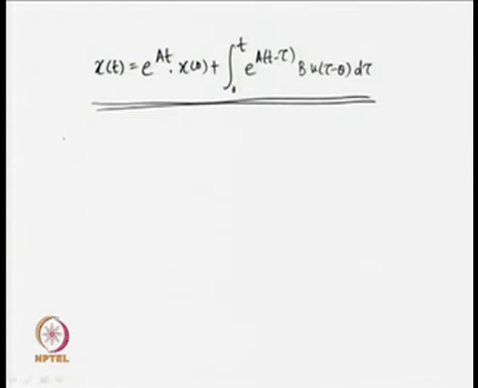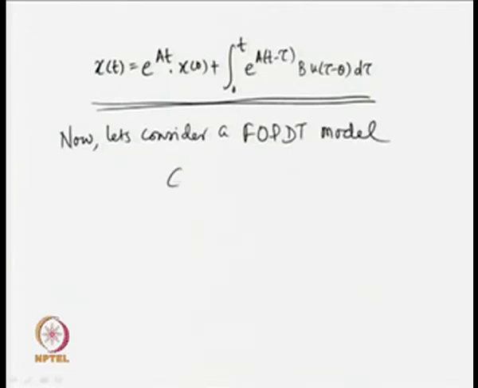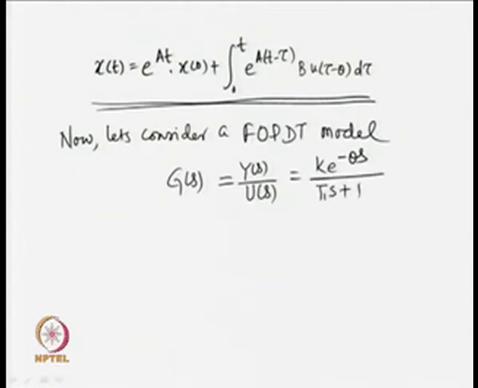Now, let us consider a first order plus dead time model. The model in transfer function form is given as Y(s)/U(s) = k e^(−θs)/(T1 s + 1). So, the transfer function model of a system has got three unknowns now, and those are k, θ and T1.